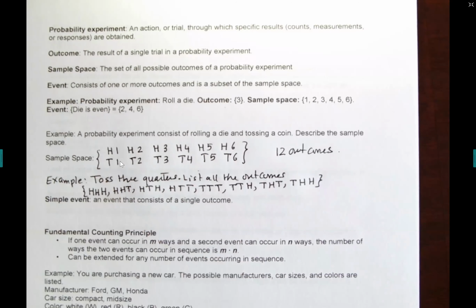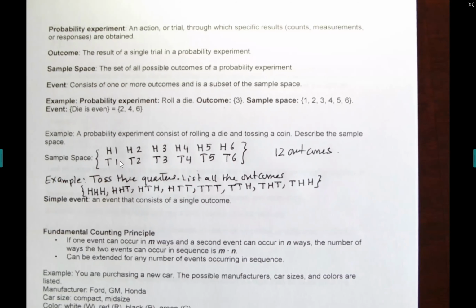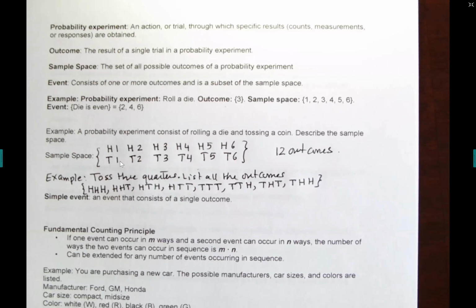A simple event. A simple event has only one outcome. So if an event leads only to one outcome, guys, that's called a simple event. Most events, guys, lead to more than one outcome, but there is a definition of simple event.